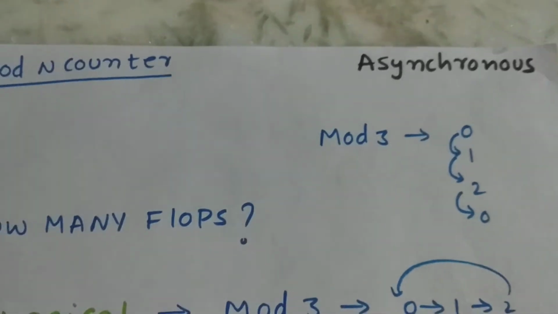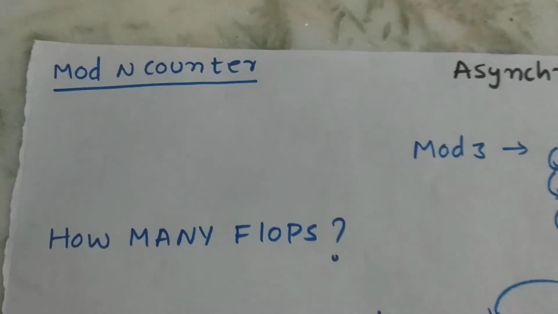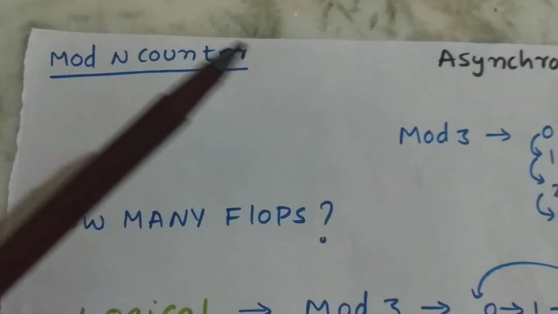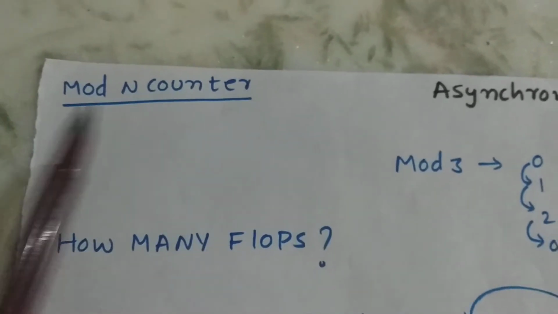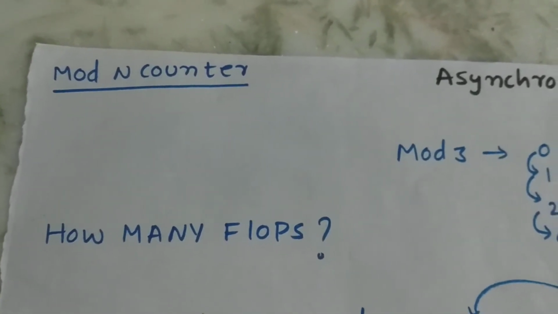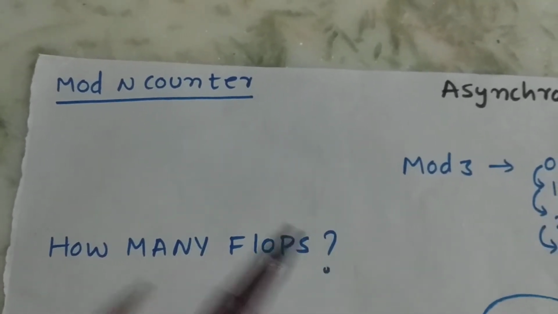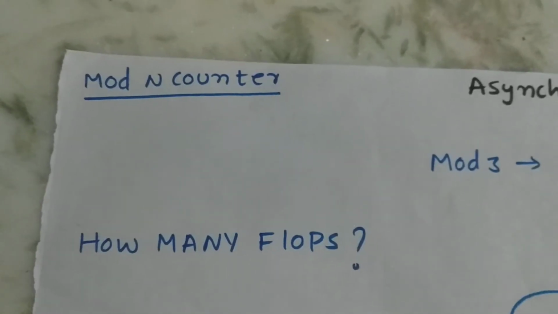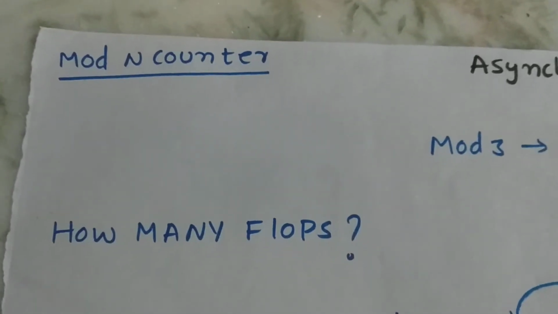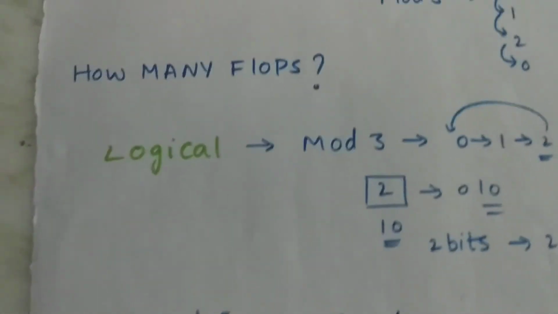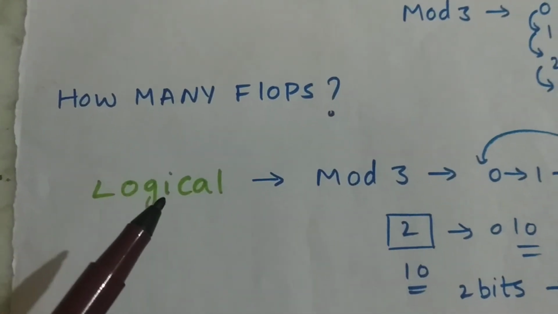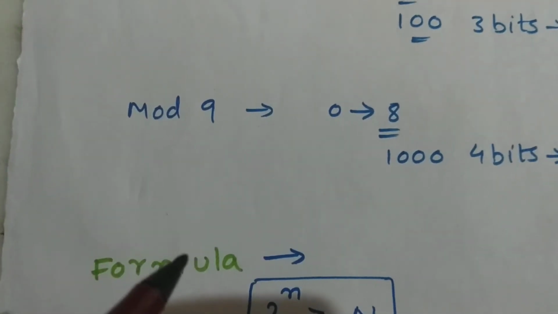So how many flops are there in a mod n counter? We need to design this mod n counter, so how are we going to decide? First we need to know how many flops will be required to design a mod n counter. We have two ways to get this: one is the logical form and one is using a formula. I will tell you to go with the logical one because it's so simple. You need not remember the formula.